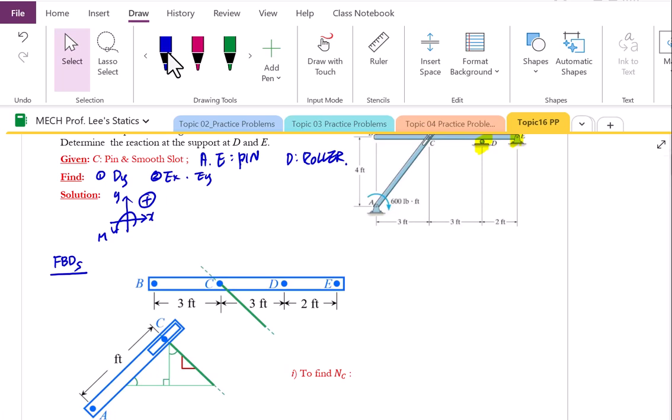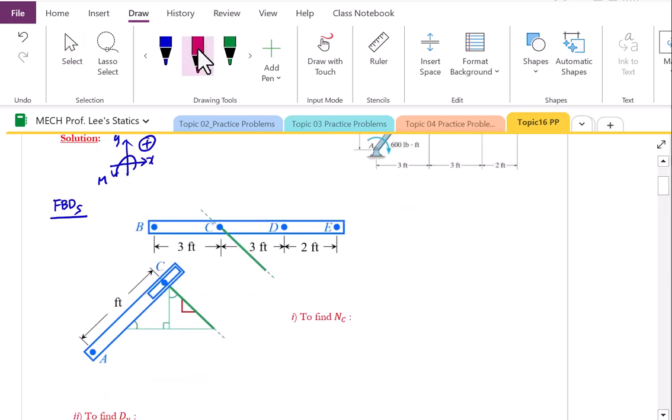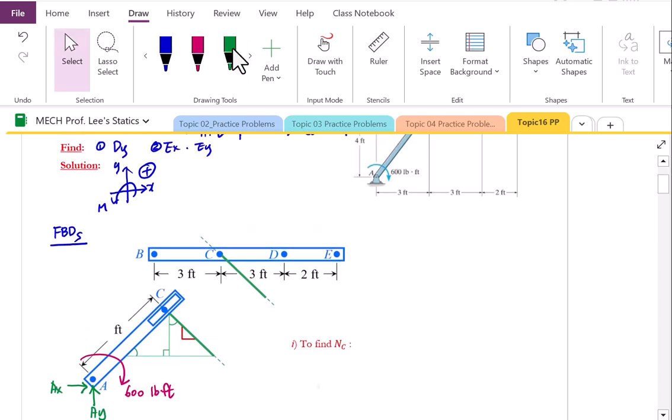So member AC. Here, one active force is acting in the clockwise direction. How much? 600 pound-feet. Then we have to move to the reaction force. So reactions at pin 1, 2. In terms of arrows, we don't know, so let's temporarily set, and then let's label A of X and A of Y. And then let's move to the point C.